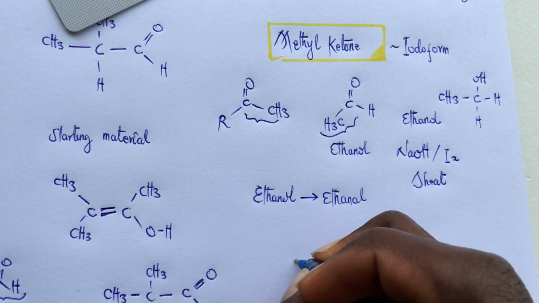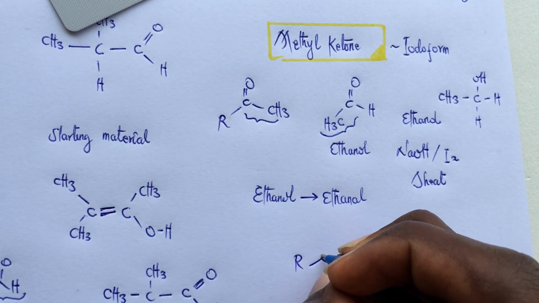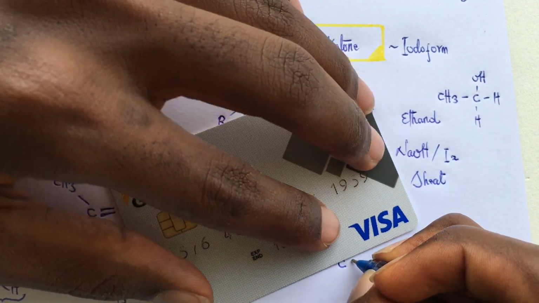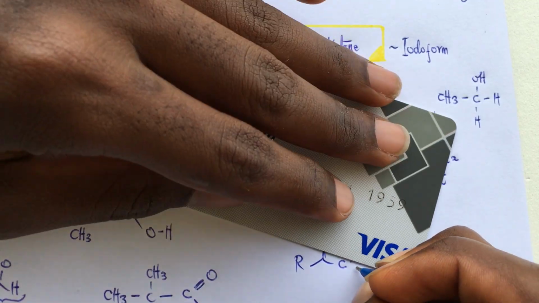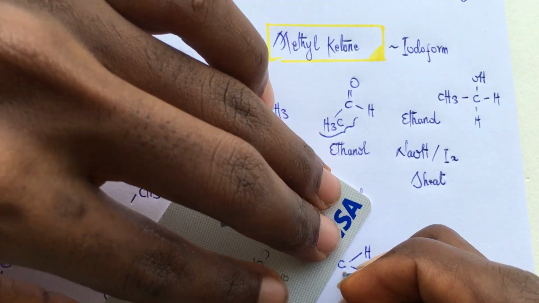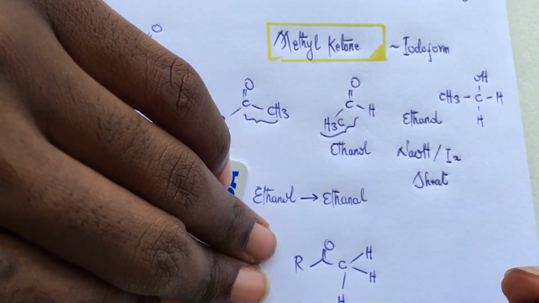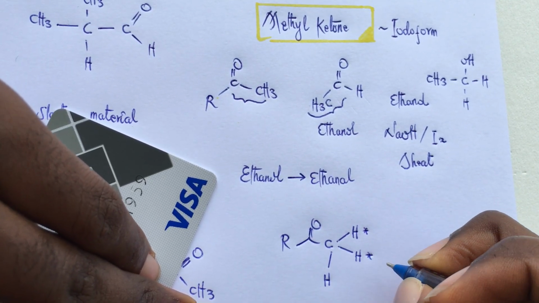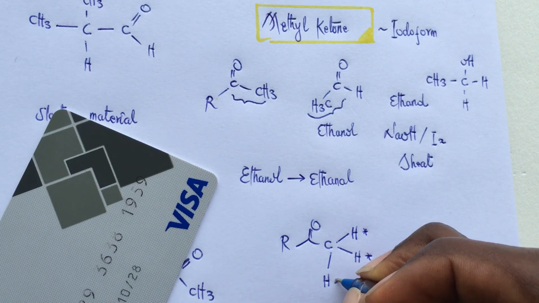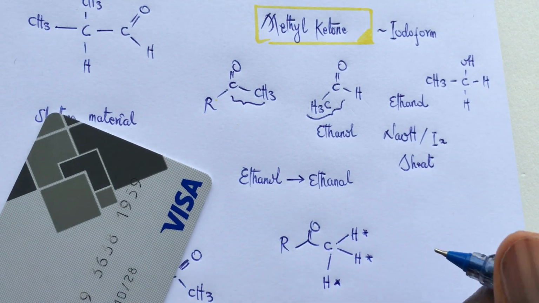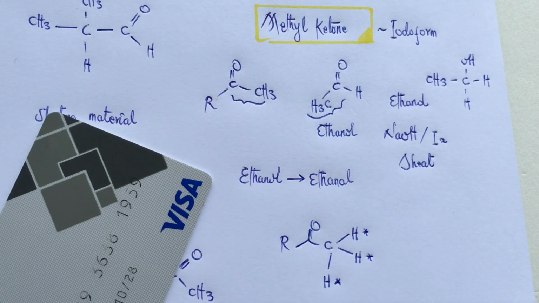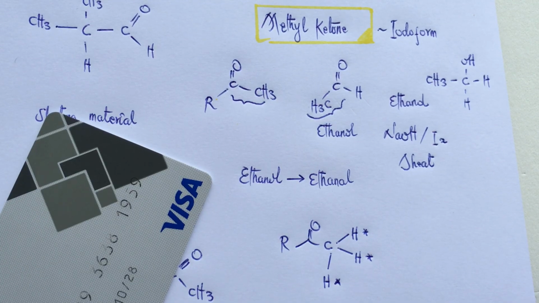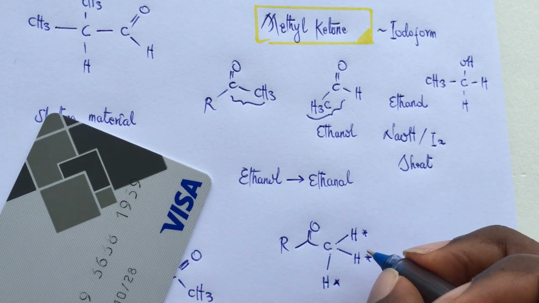There's one property I just want to show you here. Let me write it here. If I have my methyl ketone, this is my carbon, and I have my hydrogens: hydrogen 1, hydrogen 2, and hydrogen 3. All these 3 hydrogens are weakly acidic. They are weak because look at what is happening here.